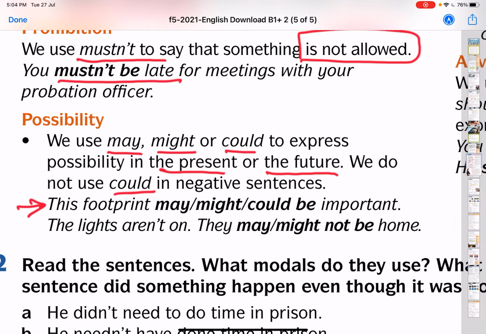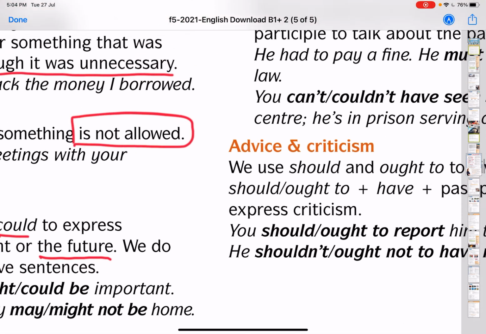The lights are not on. They may not be home, or you might say they might not be home. You do not say they could be home. No. Okay. So ingat itu. The next part.